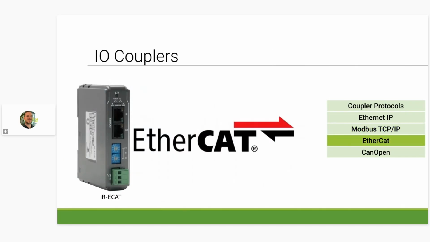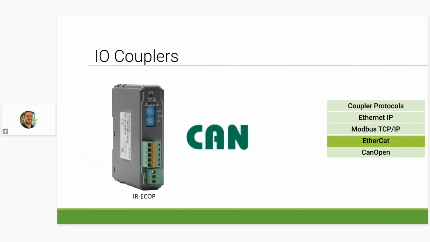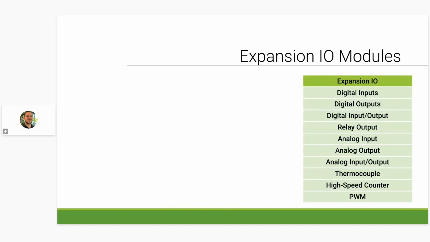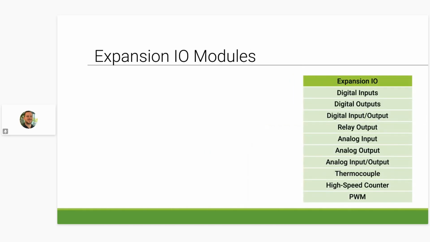Next, we have EtherCAT. As previously discussed, EtherCAT is a commonly used protocol with Beckhoff PLCs. If you are looking for EtherCAT communication, then the IR-ECAT will be the proper coupler to choose. Lastly, we have CANopen. If you are in need of CANopen communication, then we have the IR-ECOP to offer for this exact application.